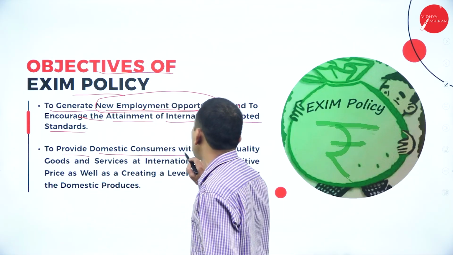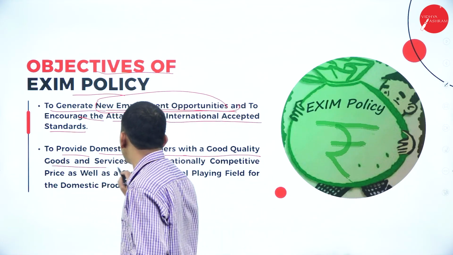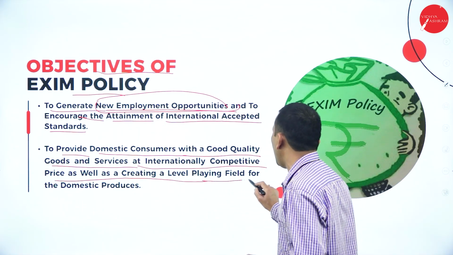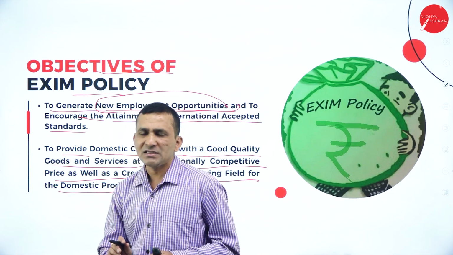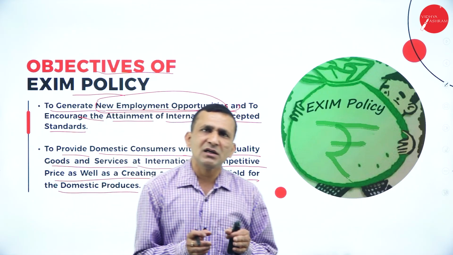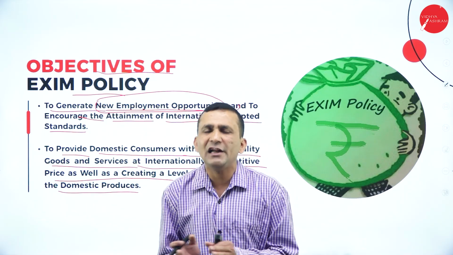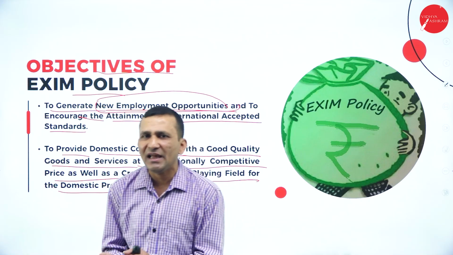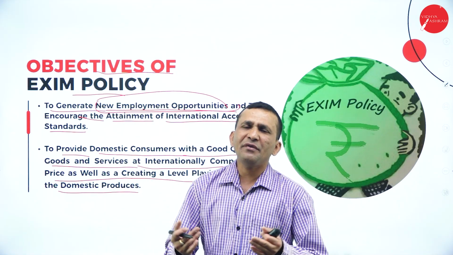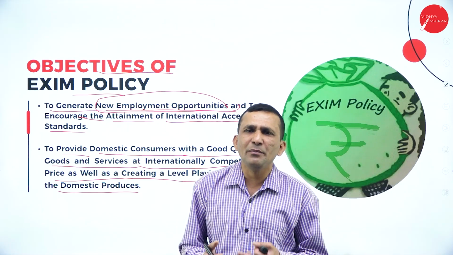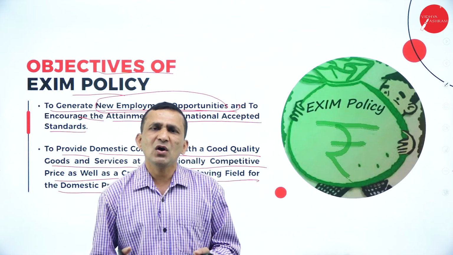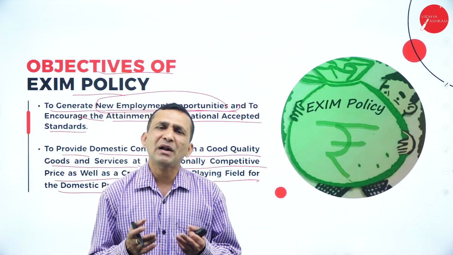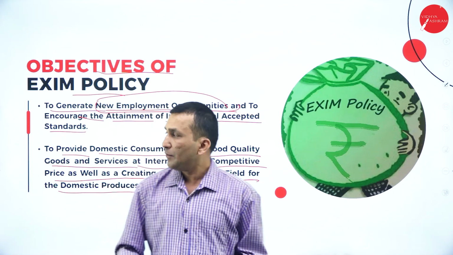To provide domestic consumers with good quality goods and services at internationally competitive prices, as well as creating a level playing field for domestic products. Because we have too many products, we are still facing a shortage. When we don't have an electronic product, we get it from Japan or China. Human beings are always attracted to new products. Whenever there is a lot of competition, consumers get a lot of opportunity, and the price also decreases. Okay, moving forward.